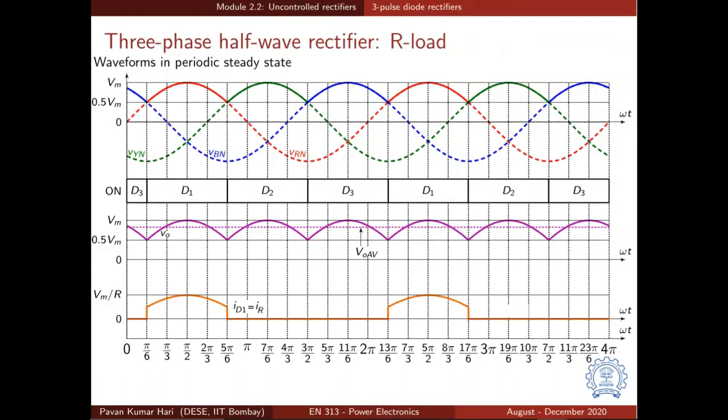We have the three phase voltages plotted: VRN, VYN and VBN. VRN is having this red color waveform. So VRN is Vm sin omega t. So when t equal to 0 or omega t equal to 0, it starts at 0.